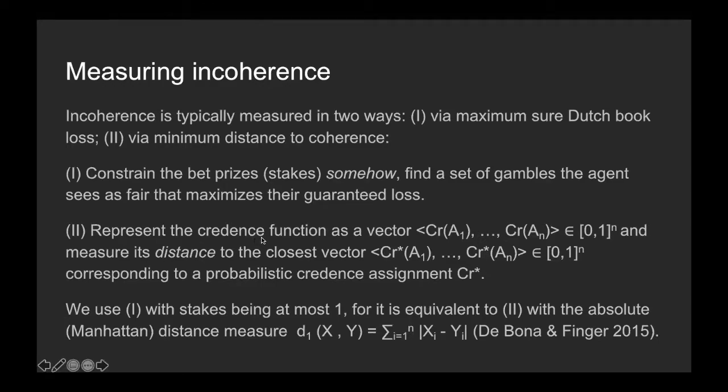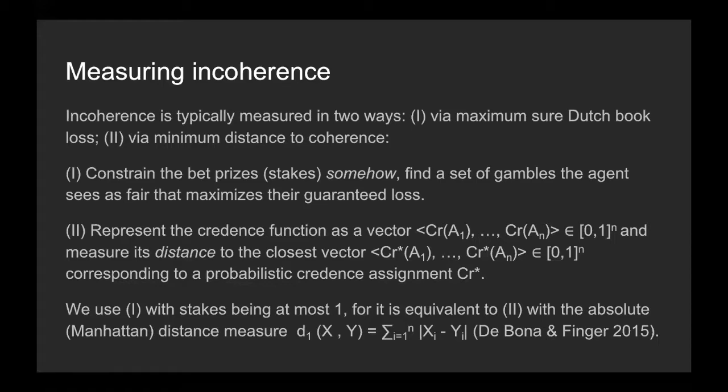The other way to do it is this distance-based strategy, where what you do is you take an incoherent agent's credence function, you write it out as a vector, like so. You just write all the credences in the different propositions next to each other. And then you pick some distance measure that measures distance between vectors. And you check how far away this vector is from the closest vector that corresponds to a probabilistic credence assignment on the same set of propositions.